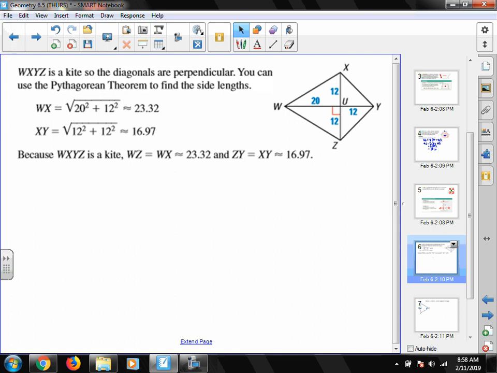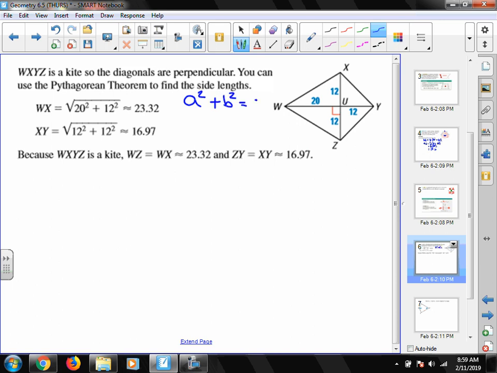I give you here WXYZ is a kite, so the diagonals are perpendicular. You can use the Pythagorean theorem to find side lengths. Instead of having you work through this, hopefully you know the Pythagorean theorem. Remember, if you don't, it is up on my wall, the big poster that says Pythagorean theorem in big letters. That's a squared plus b squared is equal to c squared, where c is the side across the triangle from the right angle.